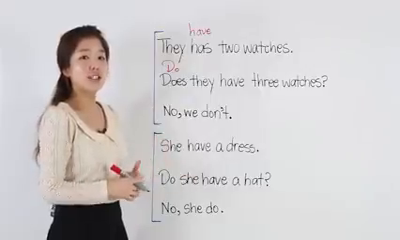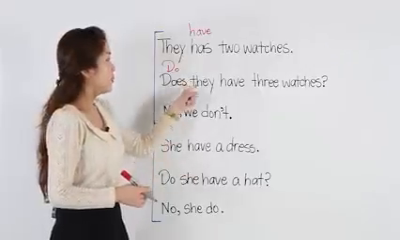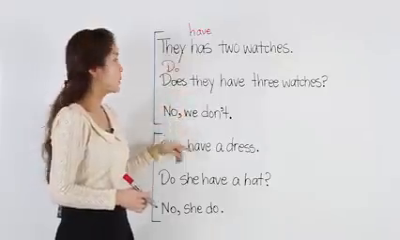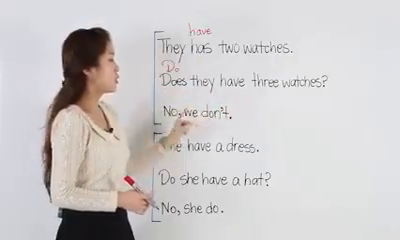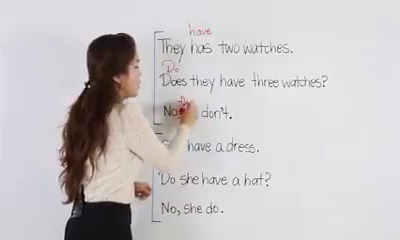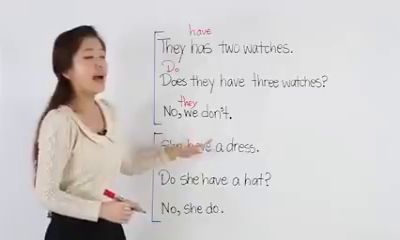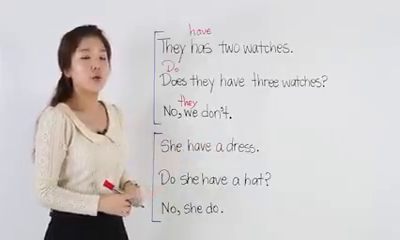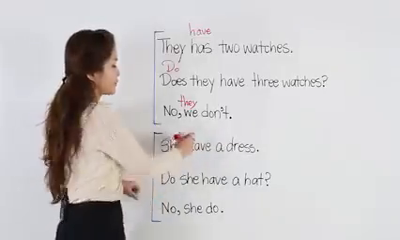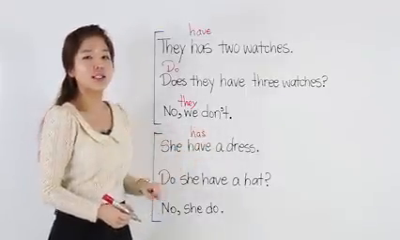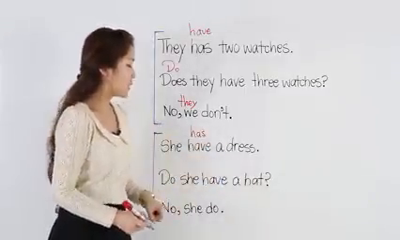And in the answer, no, we don't. What's wrong with this answer? Remember, the pronoun has to match. It has to be the same. Do they have 3 watches? No, they don't. Let's look at these. She have a dress. Remember, for she, we use has. She has a dress.